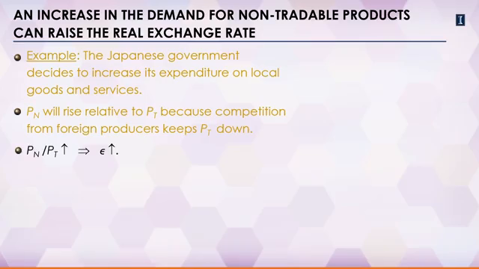So the government's policy to try to stimulate the economy resulted in an increase in PN over PT, which again kept the real exchange rate high. And remember that Japanese firms were already trying to move out because of the high real exchange rate, high cost of local goods and services. And as a result, the policy did not help that much because firms were still trying to leave the country.